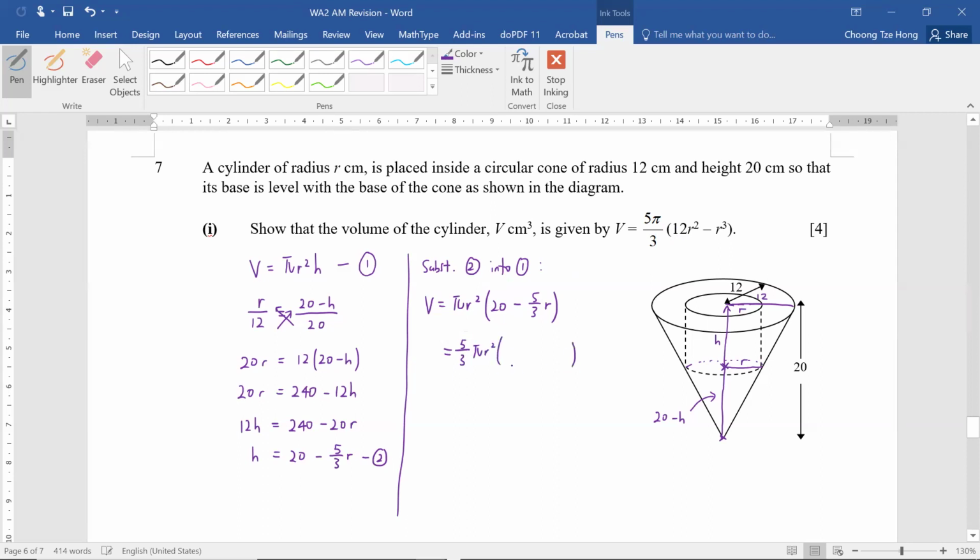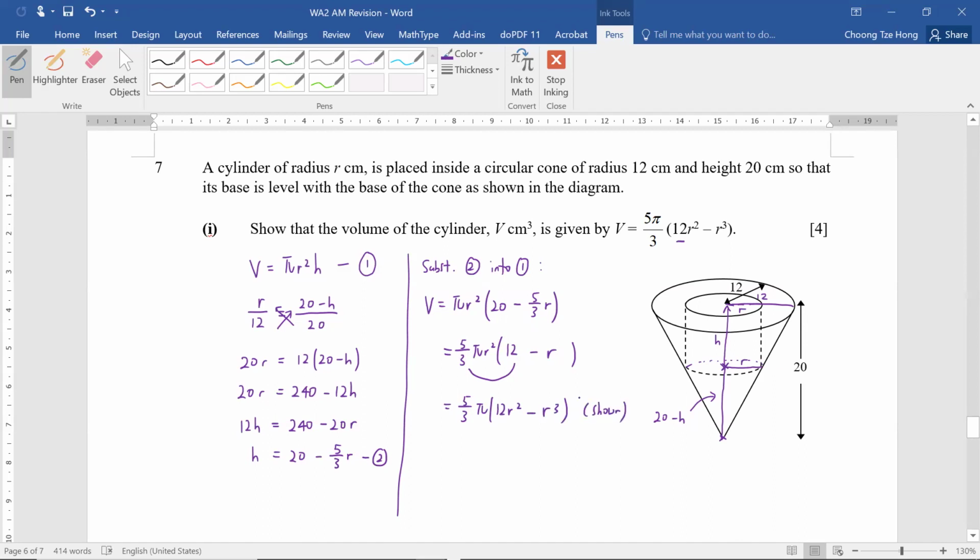You have to ask yourself one question now. What times 5 over 3 will give me 20? You should realize that it will be 12. Actually, you can just take the clue from here, there's a 12 here. You can test out 12 times 5 over 3: the 3 cancels with the 12 to become 4, and 5 times 4 gives you 20. If you take out 5 over 3, then here will just be negative r. Then we multiply the r squared inside and we'll be able to show it. So 5 over 3 pi, 12r squared minus r cubed. So shown already.